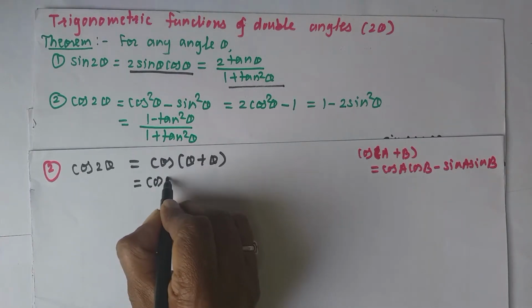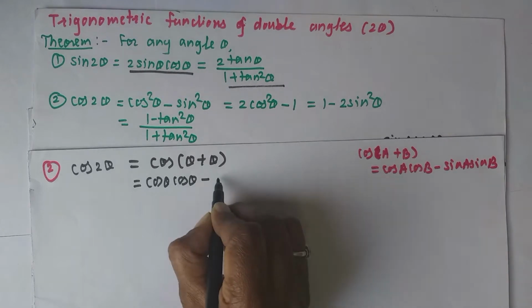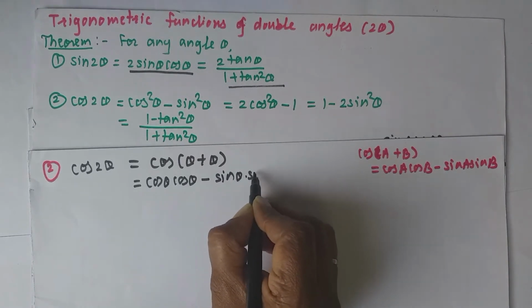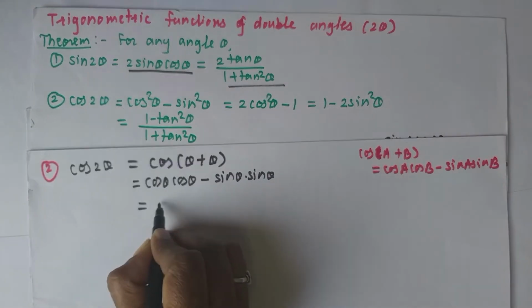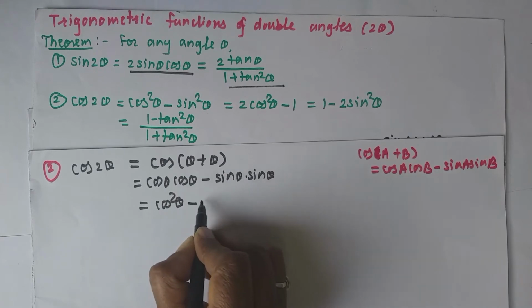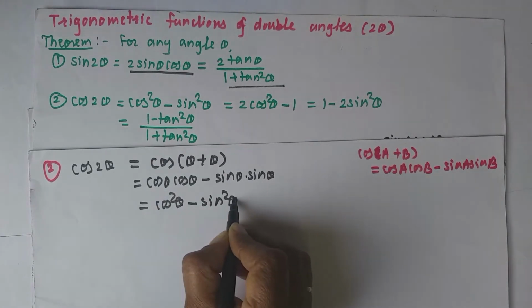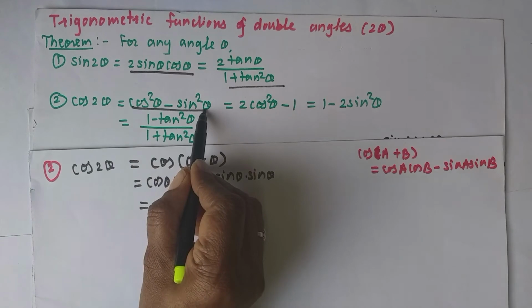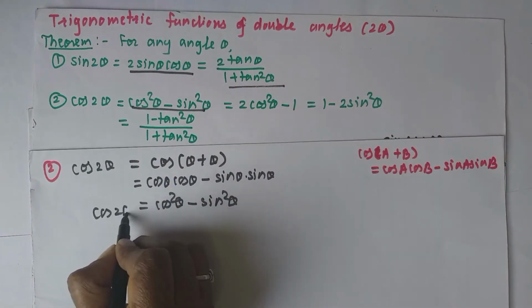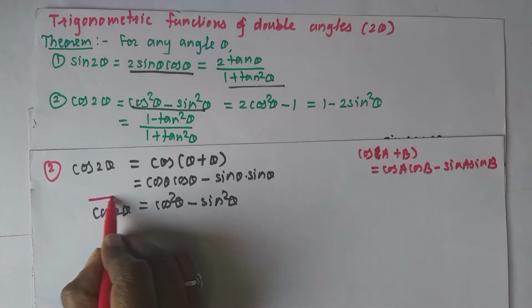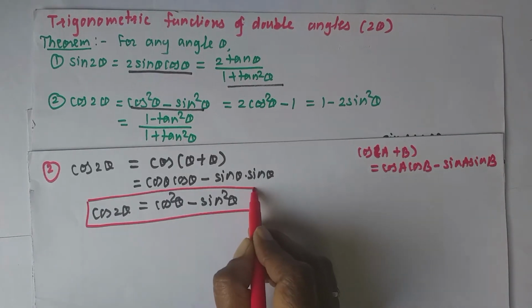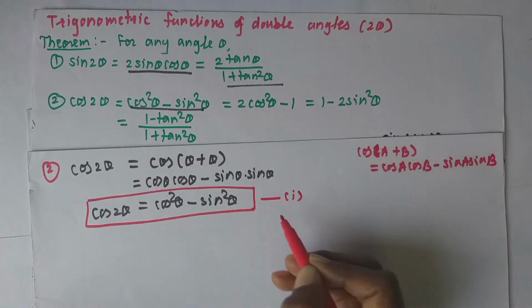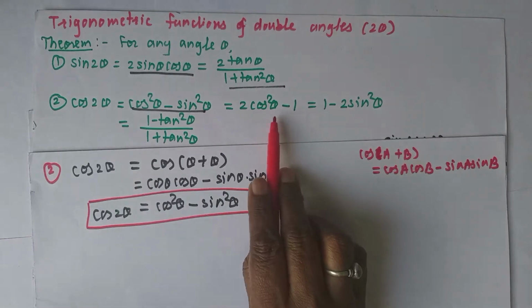Then this will be cos theta cos theta minus sin theta into sin theta. And what is this? This is nothing but cos square theta minus sin square theta. And in this way, we have got this first result. Okay, this is our first result: cos 2 theta is equal to cos square theta minus sin square theta. Now we will prove this second result.